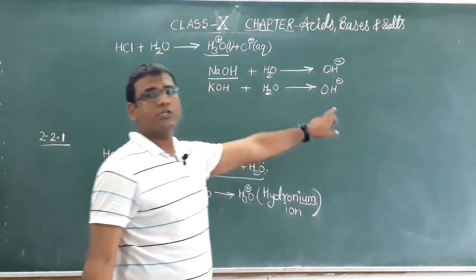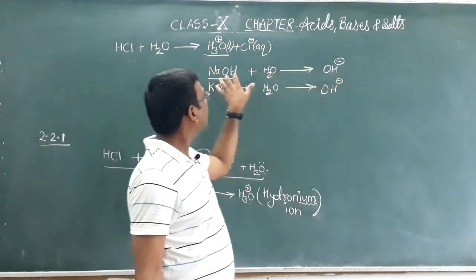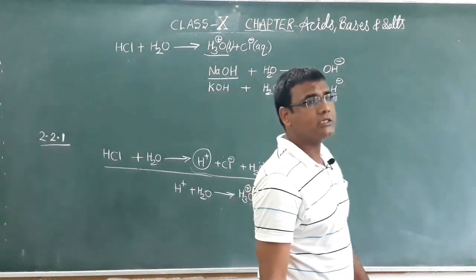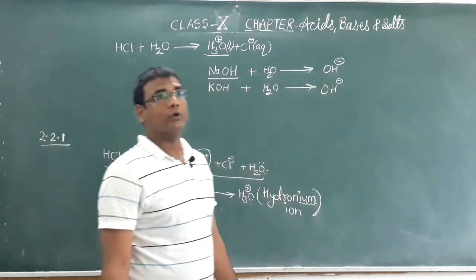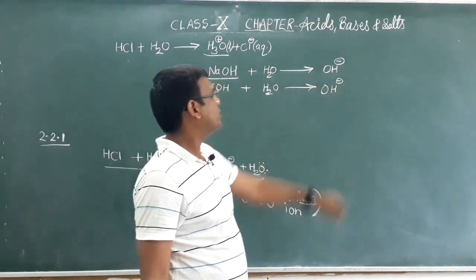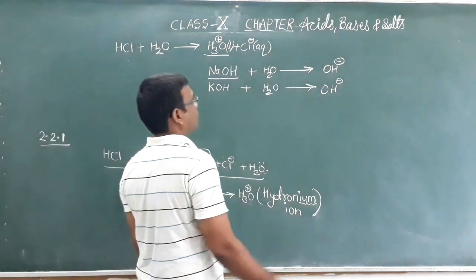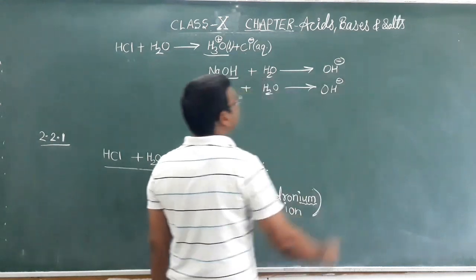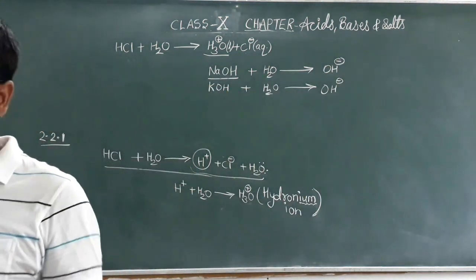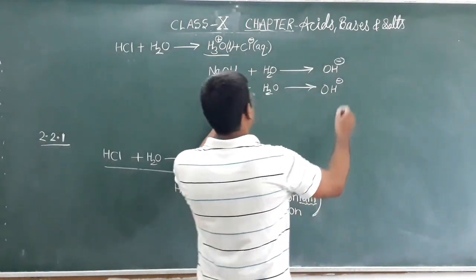And if electricity is passed through the solution of sodium hydroxide in water and KOH in water, then the bulb is glowing. The glowing of this bulb is due to the movement, the transport, of this hydroxide ion. Okay, here K plus or Na plus is also there.